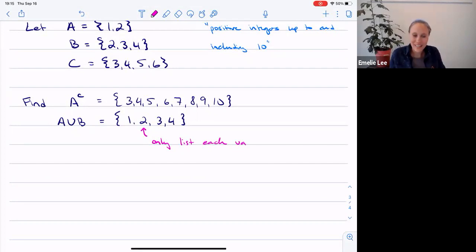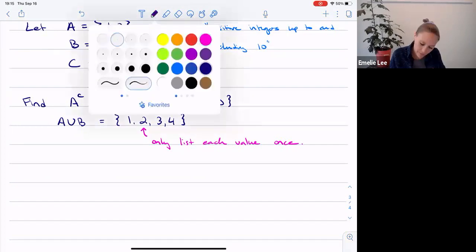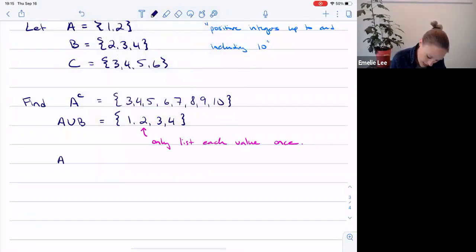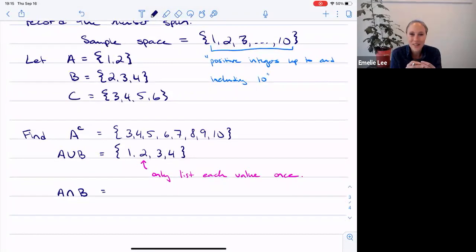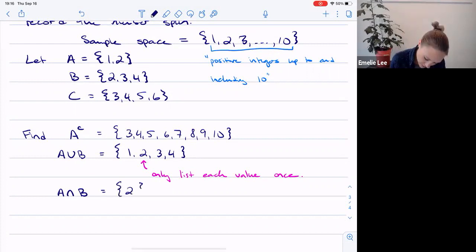What about A and B, or the intersection of A and B? We already kind of mentioned it. Now, only values that are in both A and B are going to be in the set. Well, that's just the set of 2, right? The only overlap here is the 2.